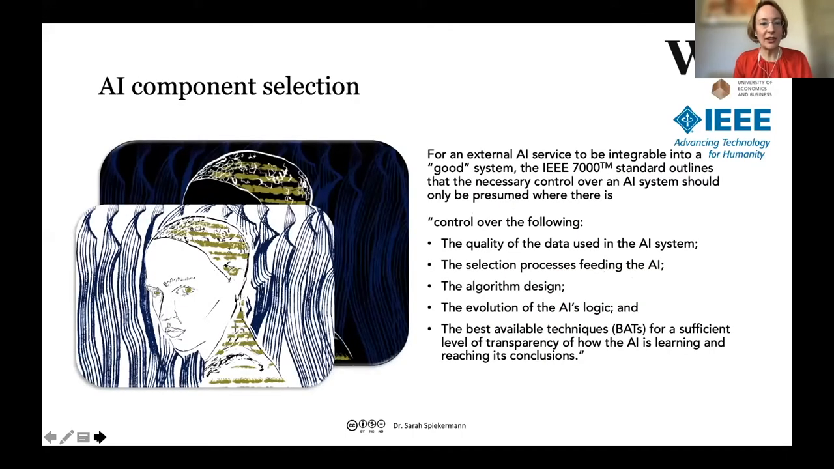And when it comes to external AI components, what the standard says is that if you are cooperating with an AI service, you should have control over the quality of the data that is used in the AI system. As a system of interest provider, if you work with an AI partner, you should know the quality of the data that the partner uses. You should know how that partner gets its data, the selection process feeding the AI. You should know about the algorithm design, the evolution of the AI's logic. You should know whether your partner is using best available techniques.